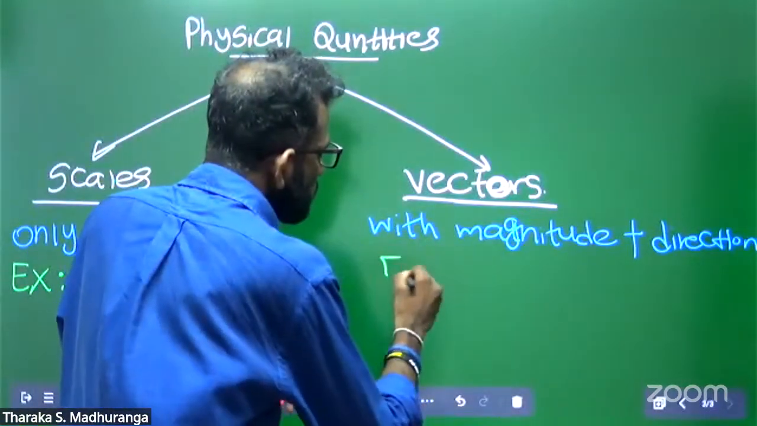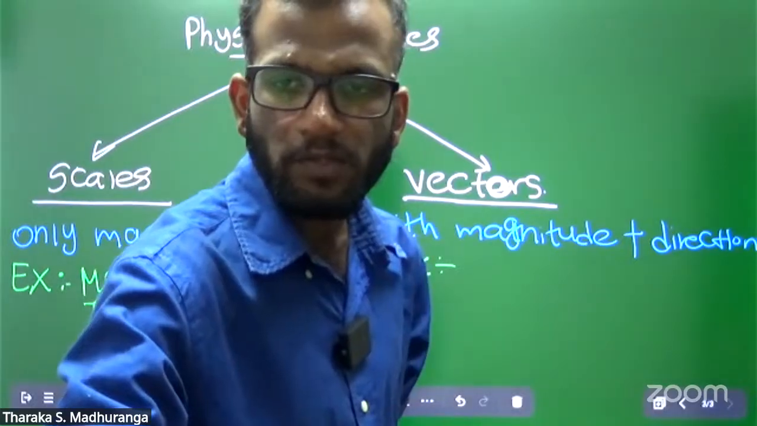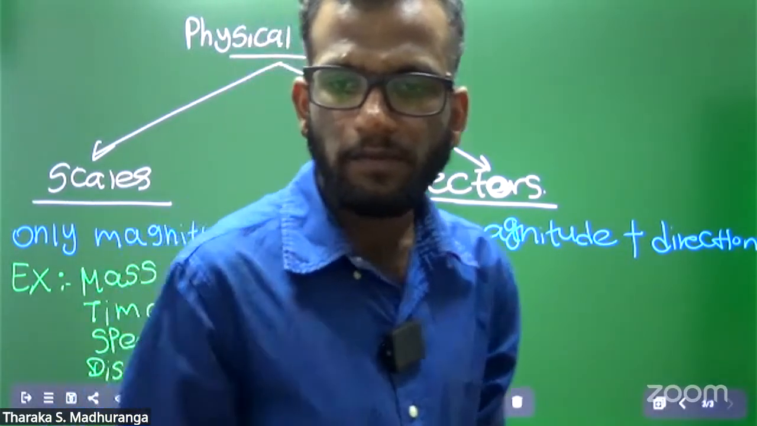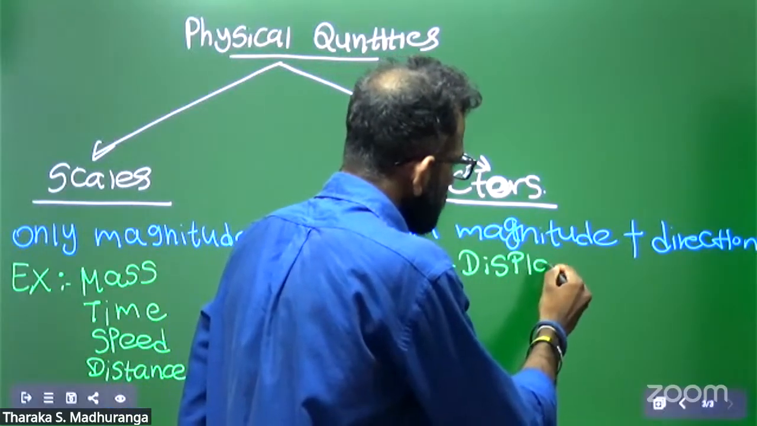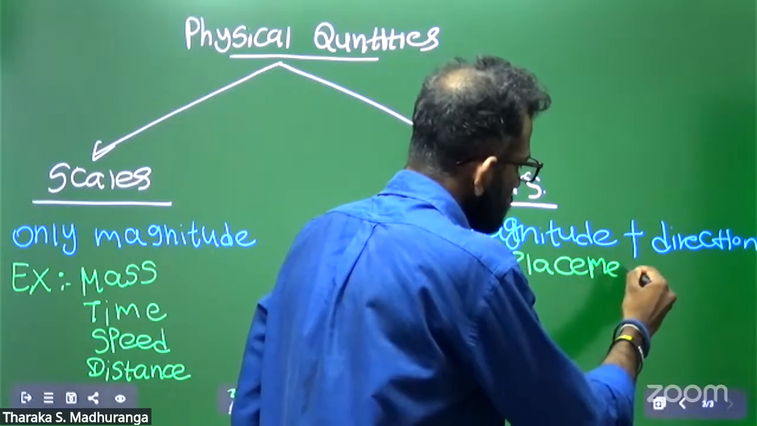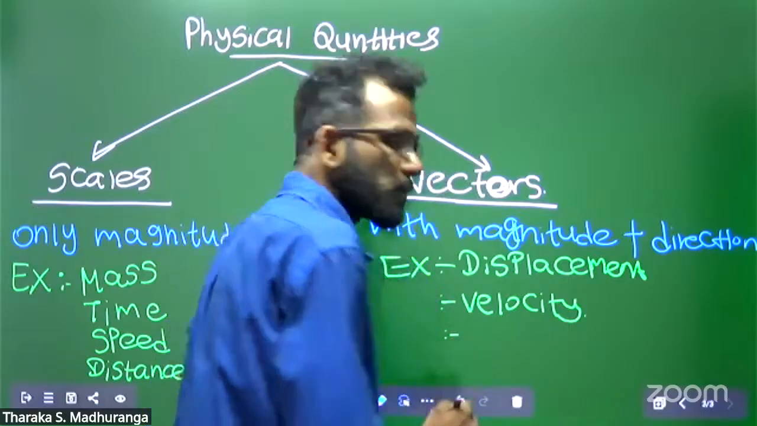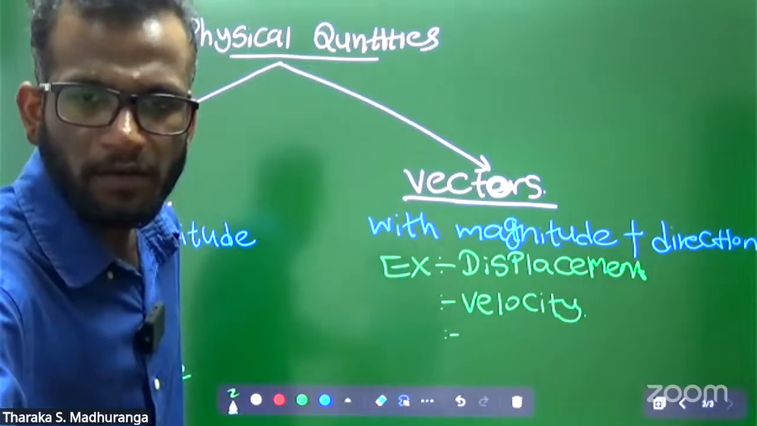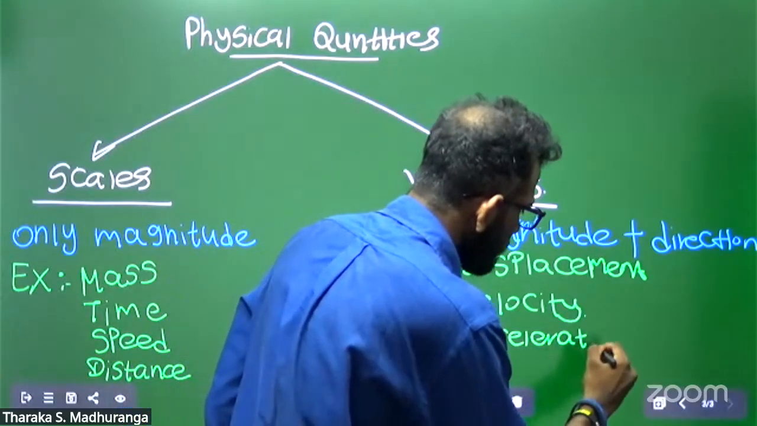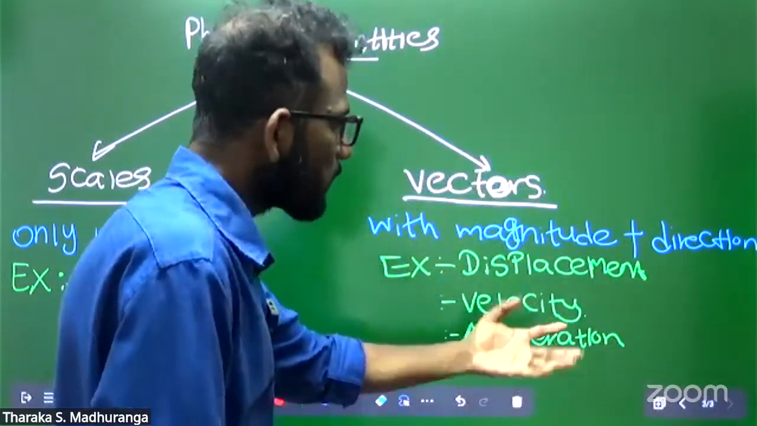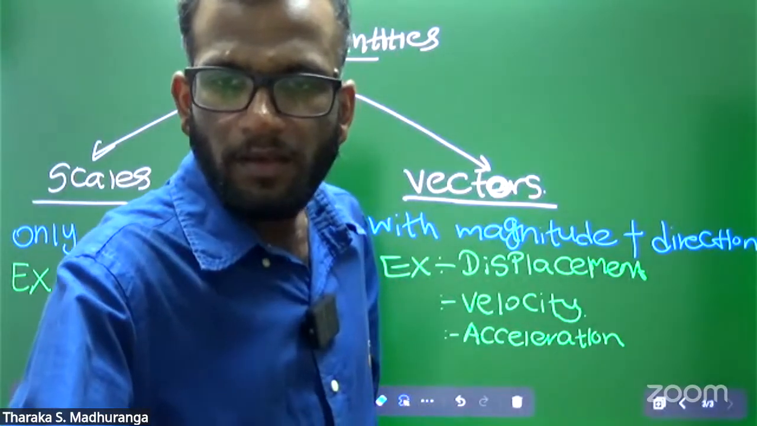Then tell me examples for vectors. You can refresh your O level knowledge. Very good. The distance is a scale, but the displacement is a vector. Do you remember? Displacement, velocity, acceleration, very good, deceleration also. Every quantity with magnitude plus direction. Lot of answers, I can't write all.